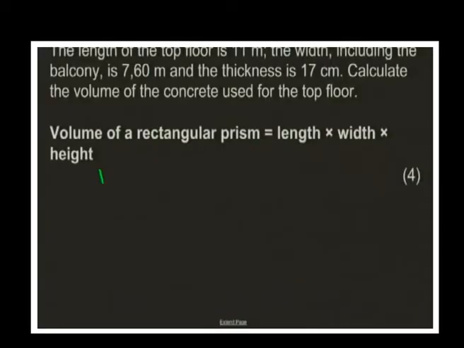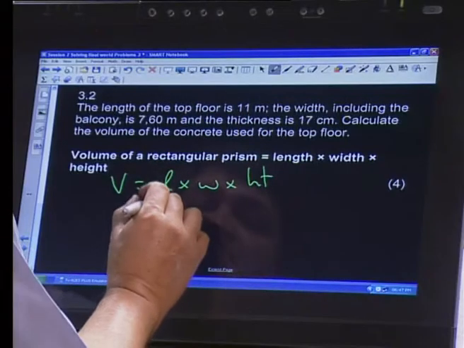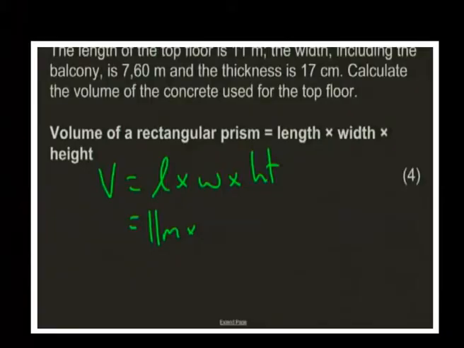And the examiner's not going to give it to us unless we need it. So I know straight away volume equals length times the width times the height. Now we're just going to slap a few things in here, all right? We know the length is 11 meters. We know the width is 7.6 meters. And the height of that concrete slab is a tiny little 17 centimeters. Okay, so we're going to say 17 centimeters.